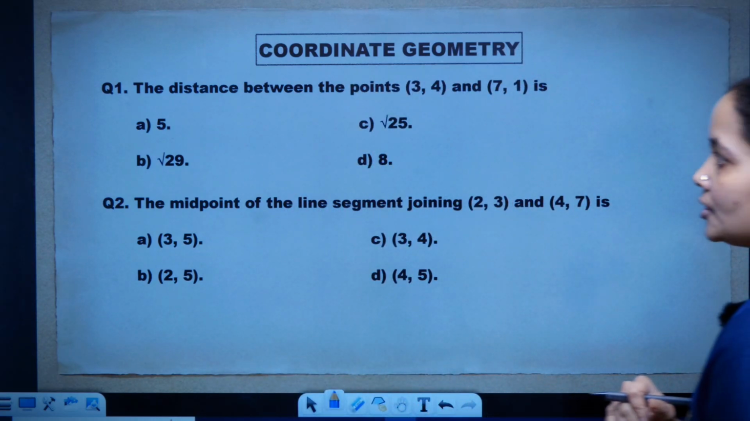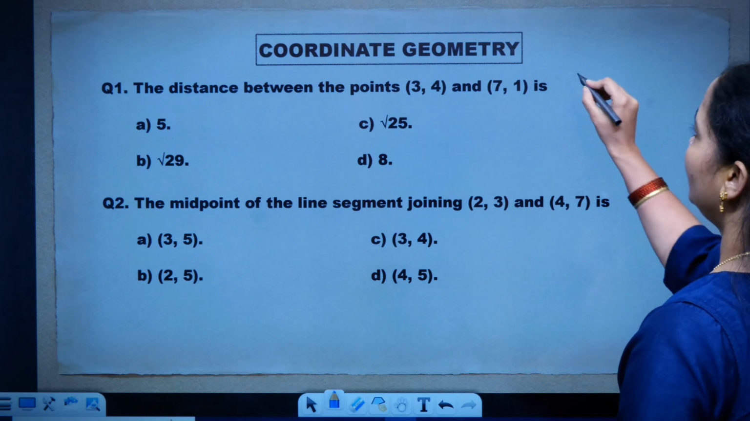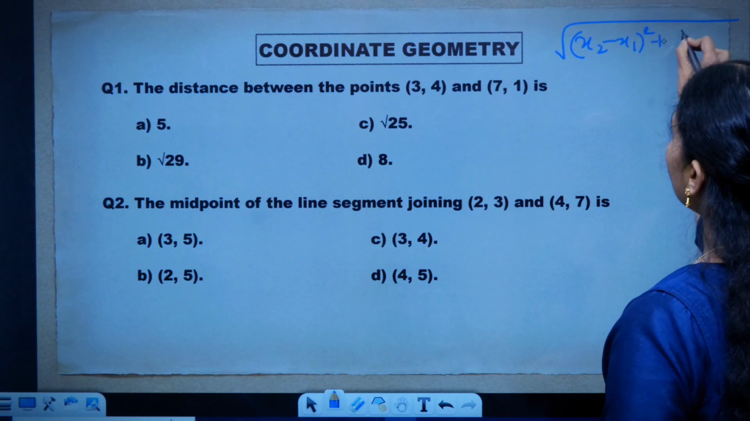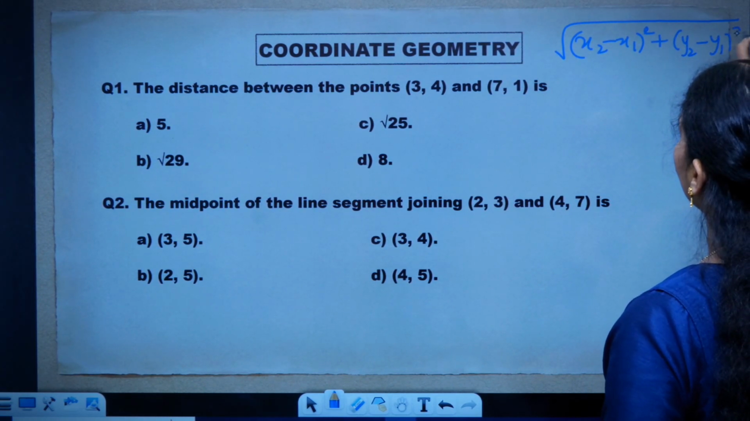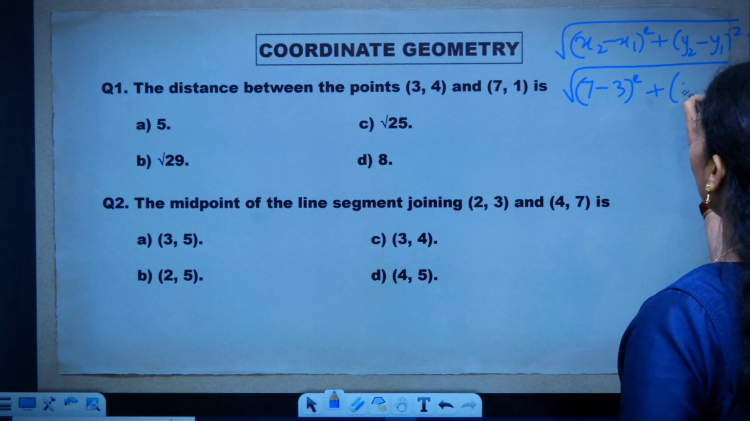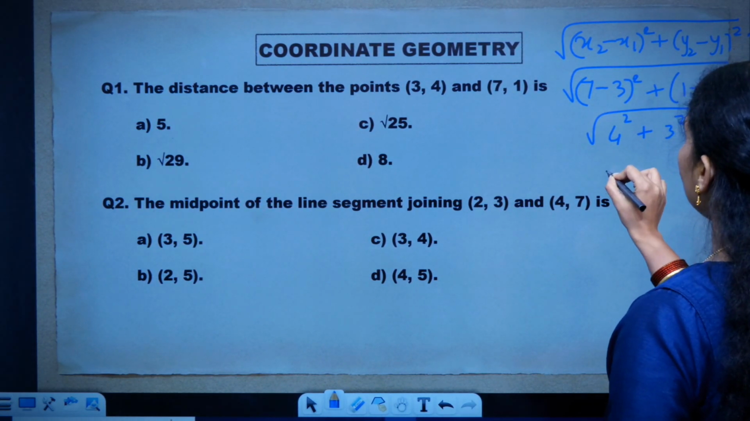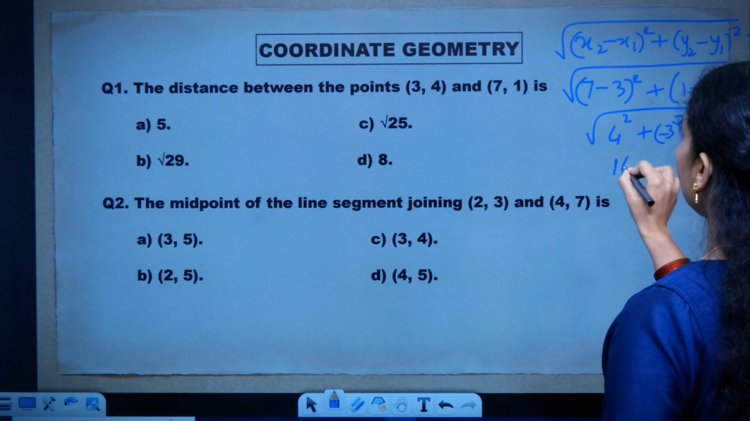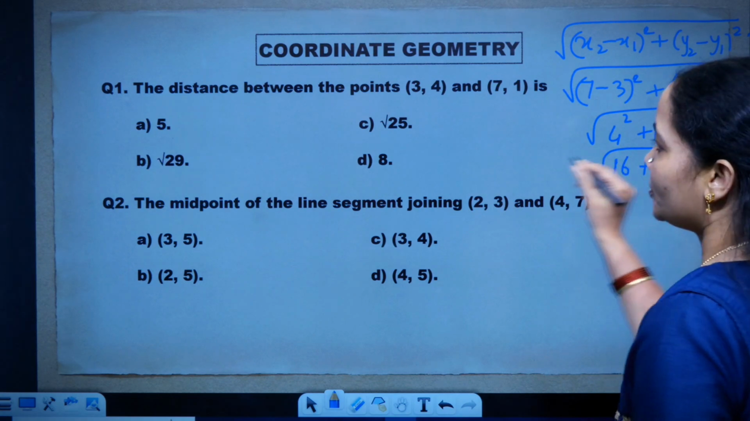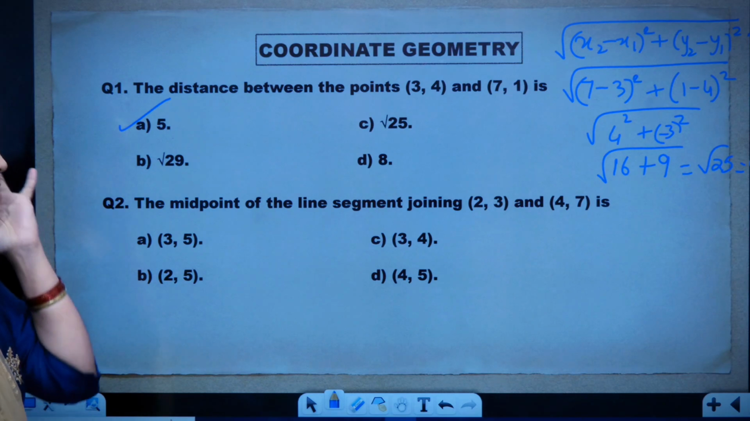So starting the first question of coordinate geometry, they are asking us to find the distance between the 2 points 3, 4 and 7, 1. We know that the distance formula is square root of x2 minus x1 the whole square plus y2 minus y1 the whole square. So that is square root of 7 minus 3 the whole square plus 1 minus 4 the whole square. That is root of 4 square plus negative 3 square, which is 16 plus 9, root 25, which gives me 5 units. So option A is matching up with my answer, and the right answer will be option A itself.